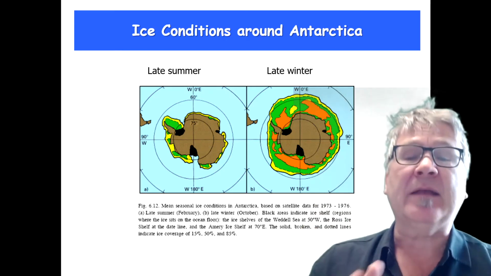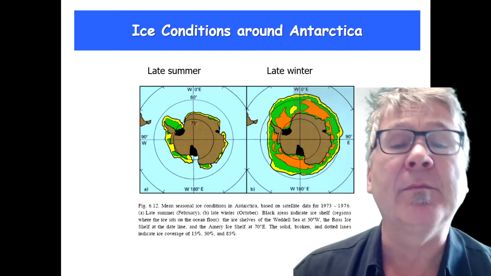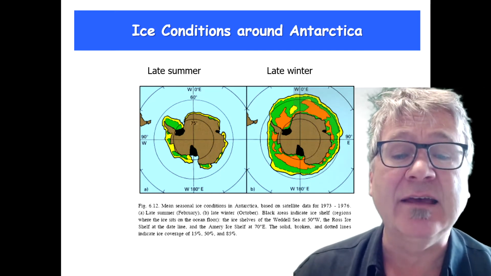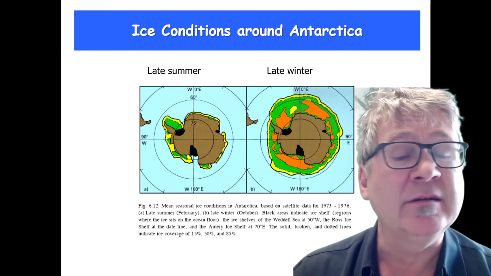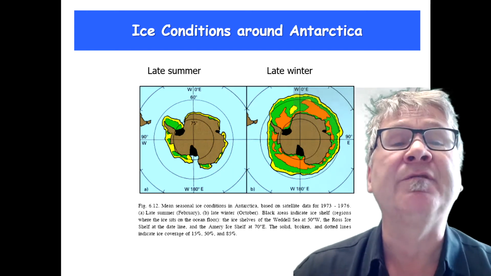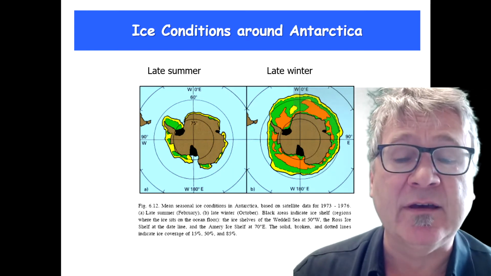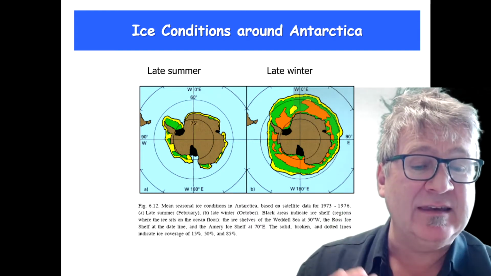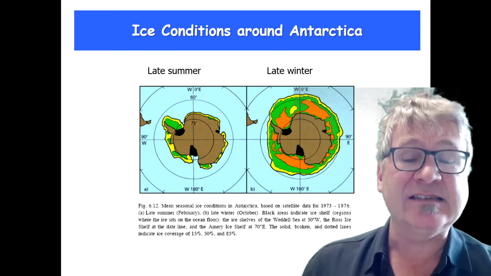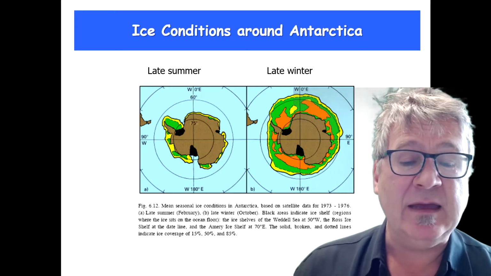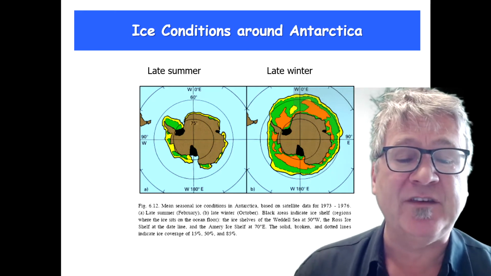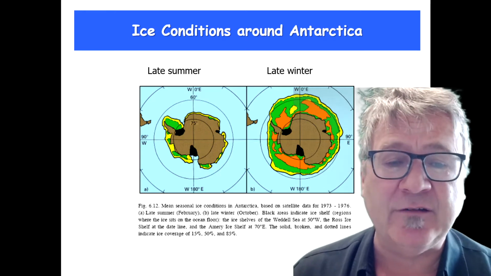And as you expect, by the end of summer, you always have the minimum seasonal ice extent, and by late winter, you have the maximum extent. This is shown here. You can see the ice coverage, and the lines show ice coverage of 15%, 50%, and 85%.